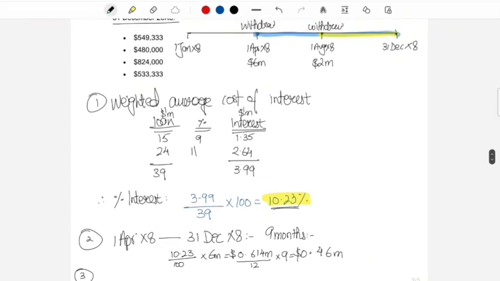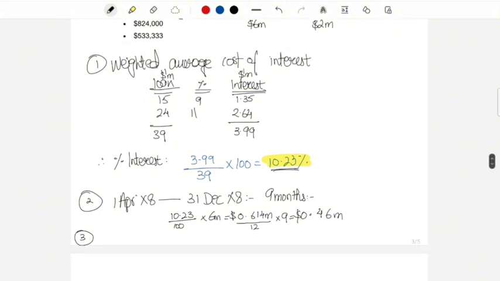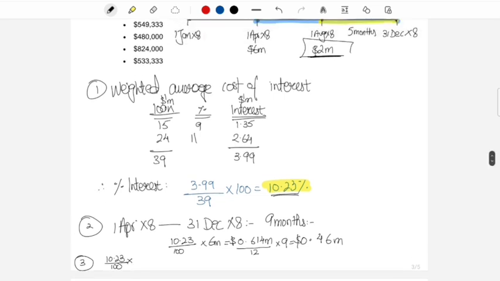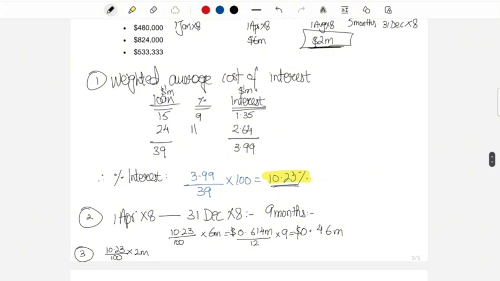How many months does that make? August, September, October, November, December. That makes 5 months. So we are going to be working with 5 months in a very similar way. What you will do is, you will calculate the 10.23% on what amount? On 2 million, and then this should give you the annual interest charge of how much?